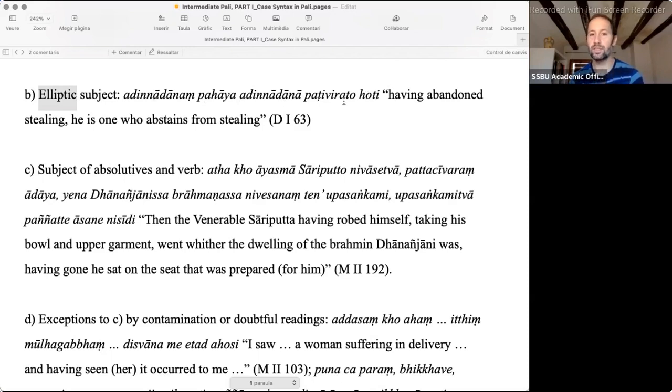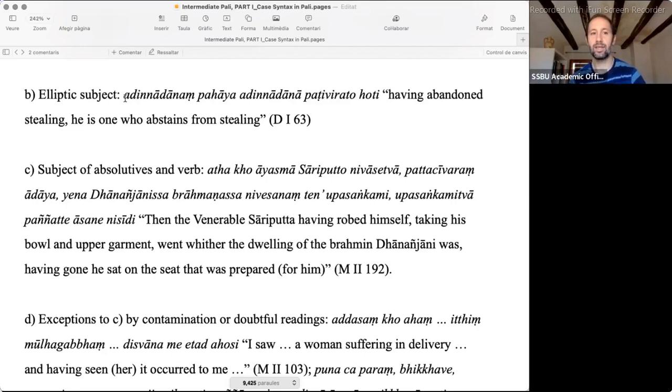So here we don't see who is this one who is pativirato. It just means adinnadanam pahaya, having abandoned stealing, or not taking what is not given. Hoti means he is one who abstains from stealing. He is pativirato adinnadana, one who abstains, but we don't see who this person is. Does it mean anyone or that gentleman over there? We don't know. We just know that it's probably a man because this attribute is masculine, pullinga. But we don't know anything else. It doesn't say so puriso adinnadanam pahaya, or so bhikkhu or whatever.